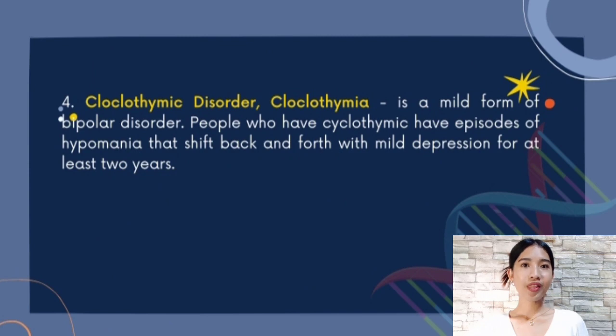Last is cyclothymic disorder. It is a mild form of bipolar disorder. People who have cyclothymic disorder have episodes of hypomania that shift back and forth with mild depression for at least 2 years.